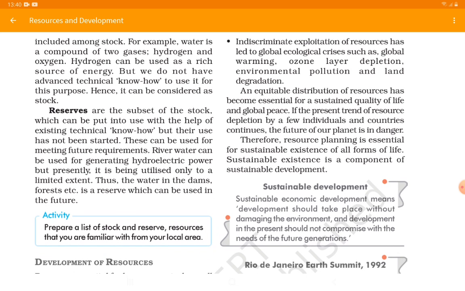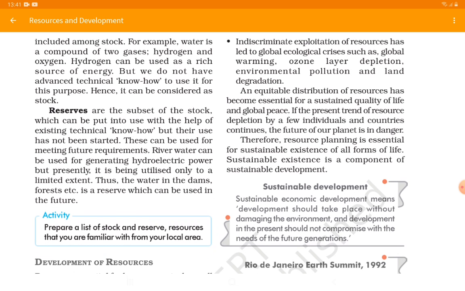Third, indiscriminate exploitation of resources has led to global ecological crisis like global warming, ozone layer depletion, environment pollution and land degradation. So this is another important problem, that the indiscriminate use of resources leads to environmental problems. An equitable distribution of resources has become essential for sustained quality of life and global peace.